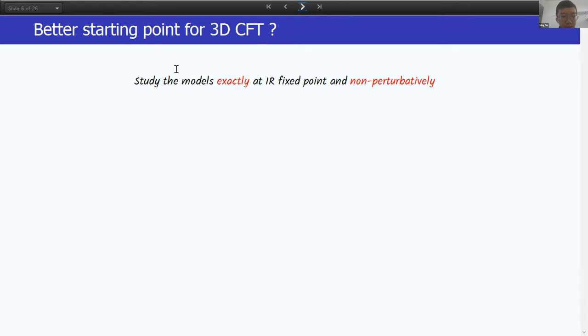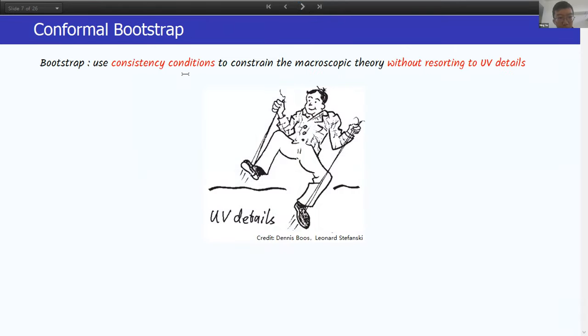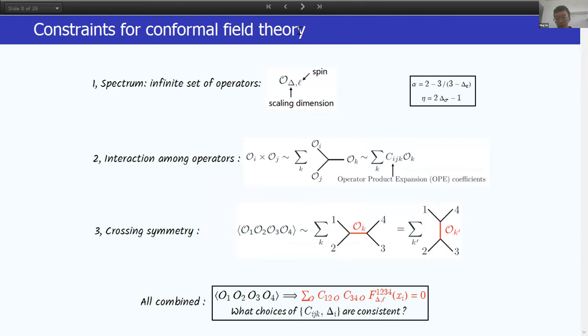Essentially, this is the idea of conformal bootstrap. We try to use consistency conditions to directly constrain the IR CFT without resorting to the UV details or the Lagrangian. So how is this possible? Now let me quickly go through the constraints for conformal field theory.